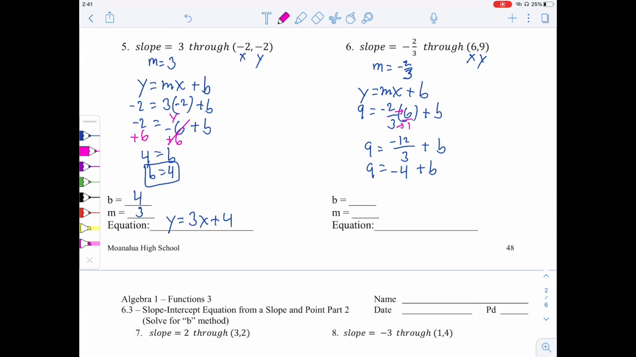All right, then we're going to solve this. Add 4 to both sides. So 9 plus 4 is 13 equals b, or b equals 13. So b is 13, and our slope is negative 2/3, which was given. So our equation is y equals negative 2/3 x, and our y-intercept is positive 13. And that's our equation.